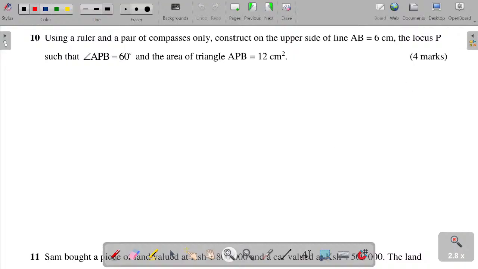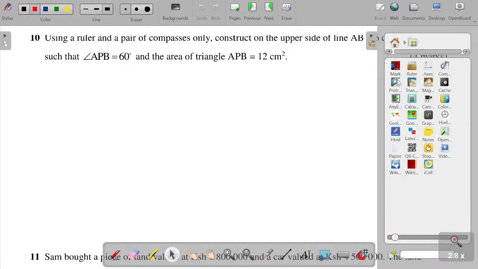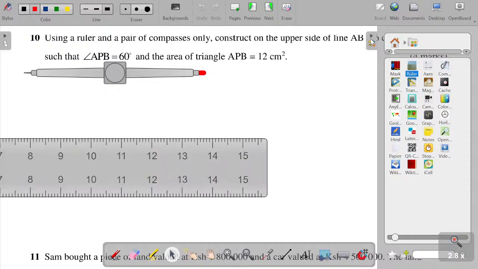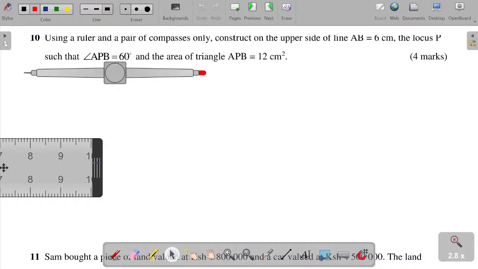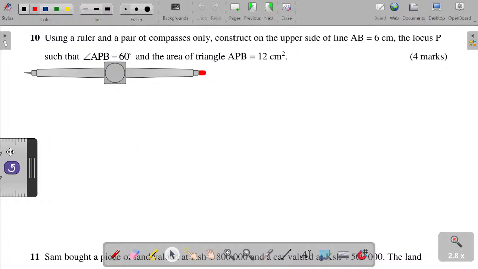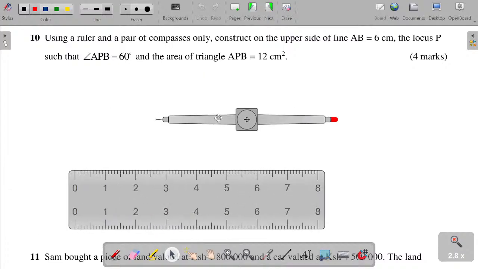Let me now get my ruler and a pair of compass, because those are the things we've been told they want. There is my compass, and here is my ruler. Let's now look at the question.